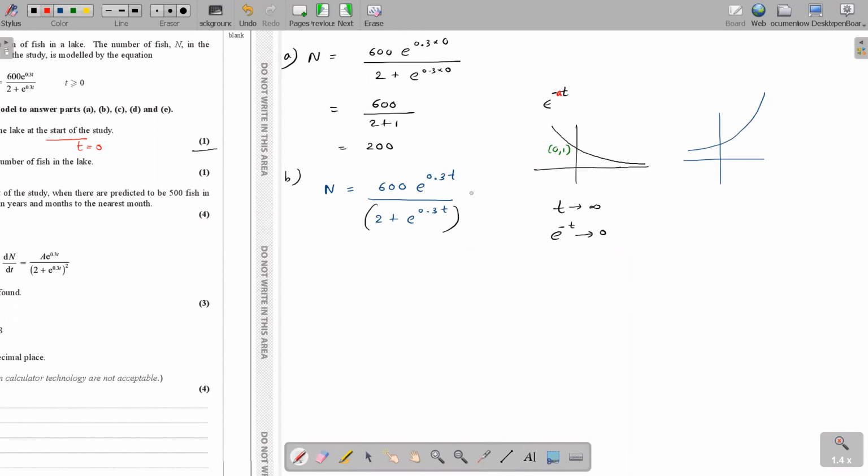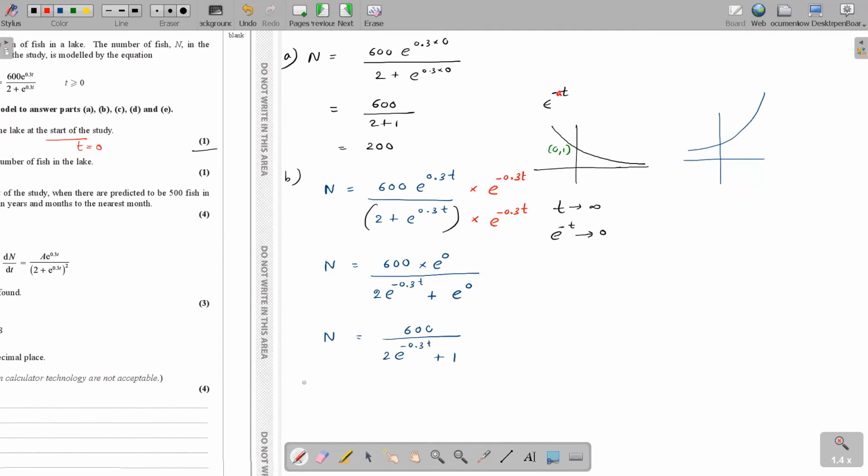So what I'll do here is, you know, with equivalent fractions, you can multiply both the top and bottom of the fraction by the same figure. So I'll multiply both top and bottom by e to the power minus 0.3t. When I multiply, I get here 600 e to the power 0.3t into e to the power minus 0.3t. That gives you, adding the powers, e to the power 0. Here when you multiply, you get 2 times e to the power negative 0.3t plus e to the power 0.3t into e to the power minus 0.3t. That gives me e to the power 0, so all of them become 1. So 600 over 2 e to the power negative 0.3t plus 1.